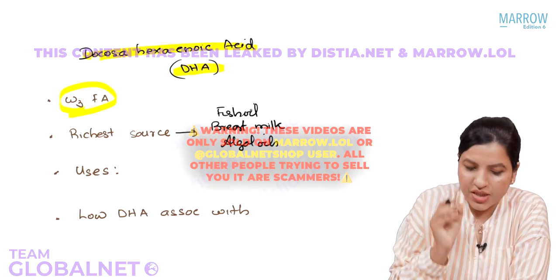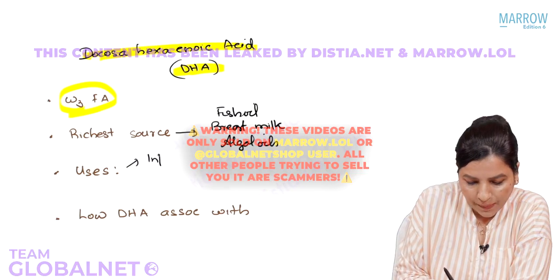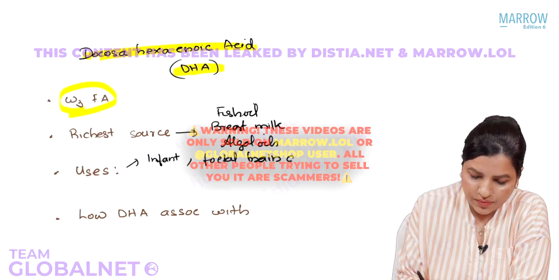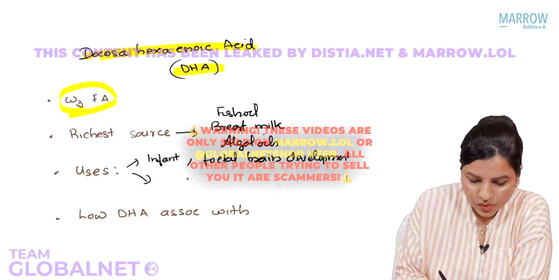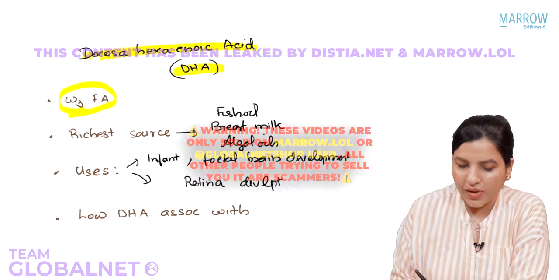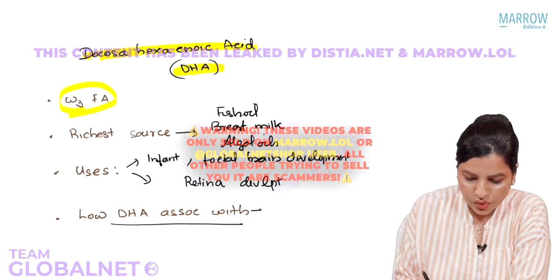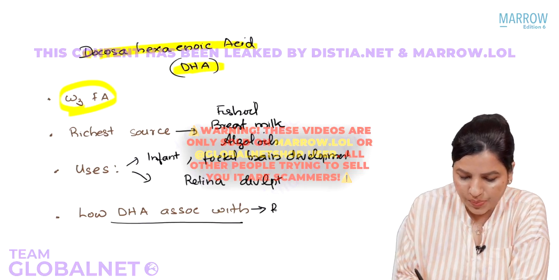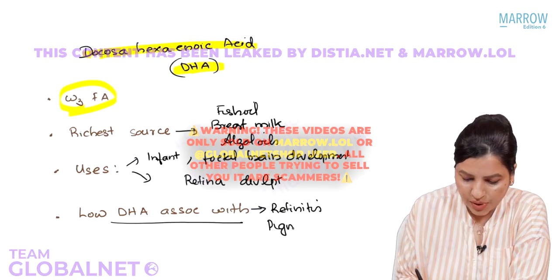Uses: the DHA is needed for infant and fetal brain development. Then it is also needed for development of the retina. So that is why low DHA is associated with a disorder, that is retinitis pigmentosa. It is associated with retinitis pigmentosa.